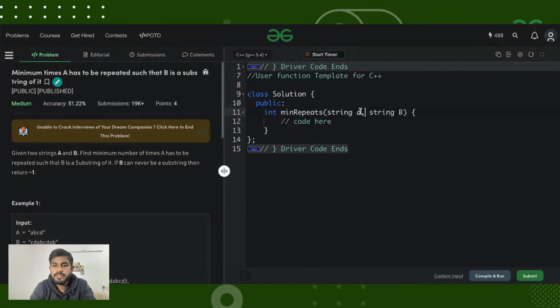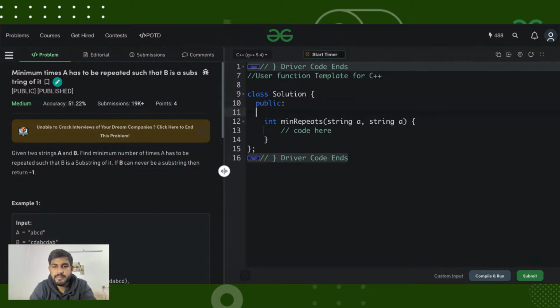So I'm a very lazy person, won't be hitting the tab again and again. This would be B. So first would be a boolean to check if it is a substring or not. So sub, okay. So we would have string A and string B.